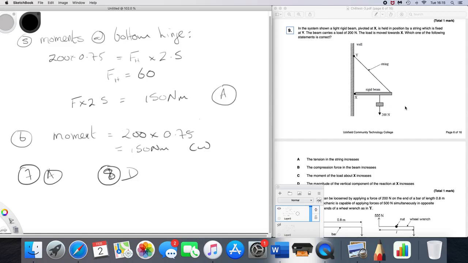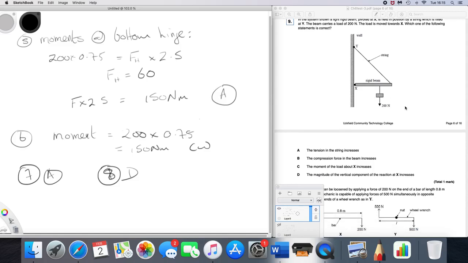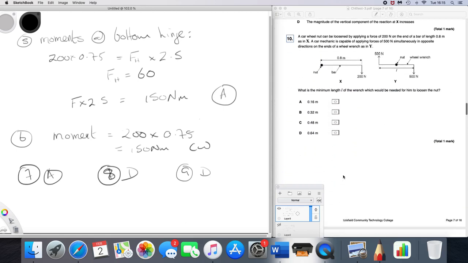So that's not true. The moment of the load about X increases. Well, clearly not. If the 200 is moving in, that's nonsense. The magnitude of the vertical component of the reaction at X increases. Well, that is the only option we have remaining. So it has to be D. Question 10.